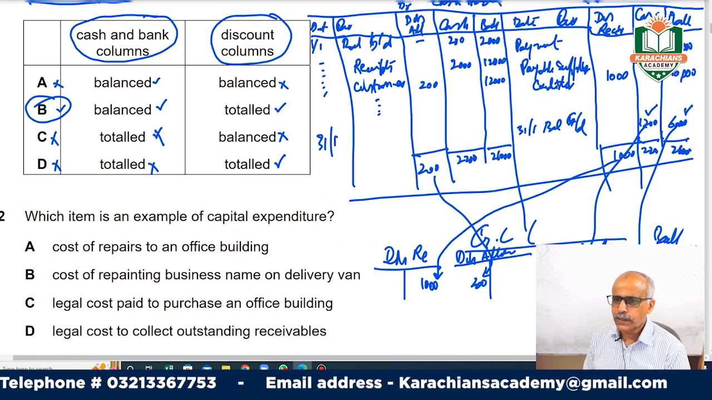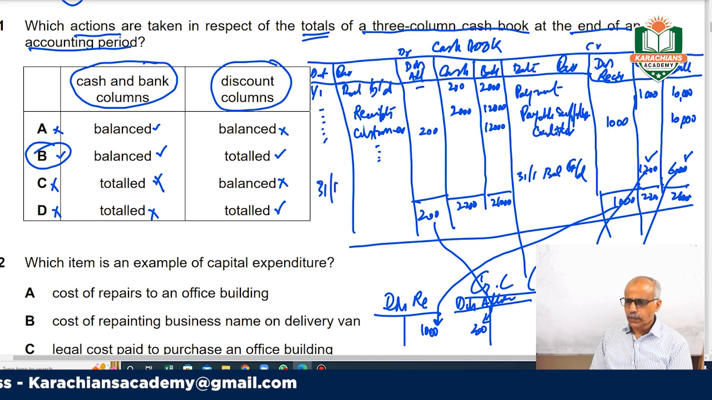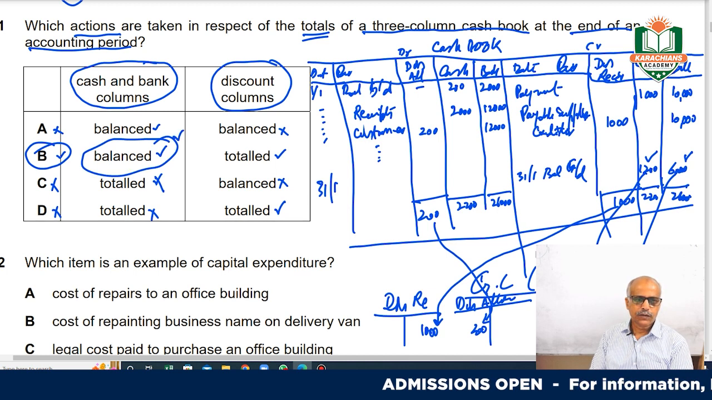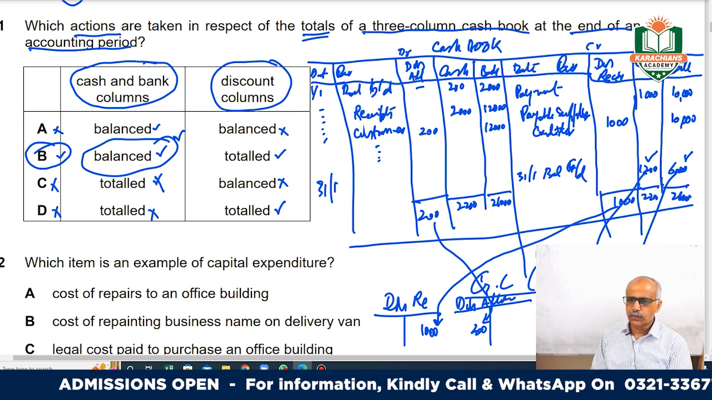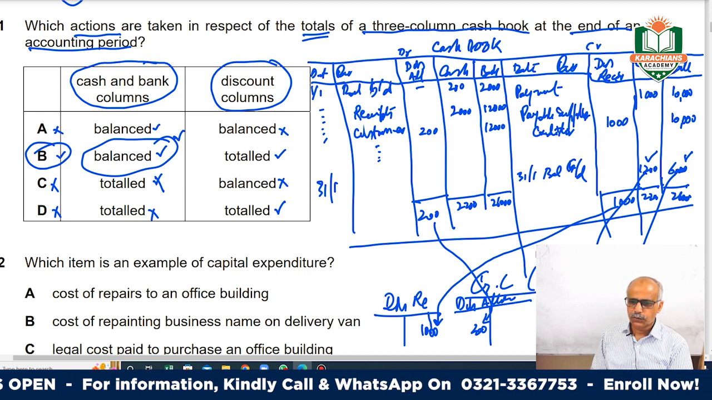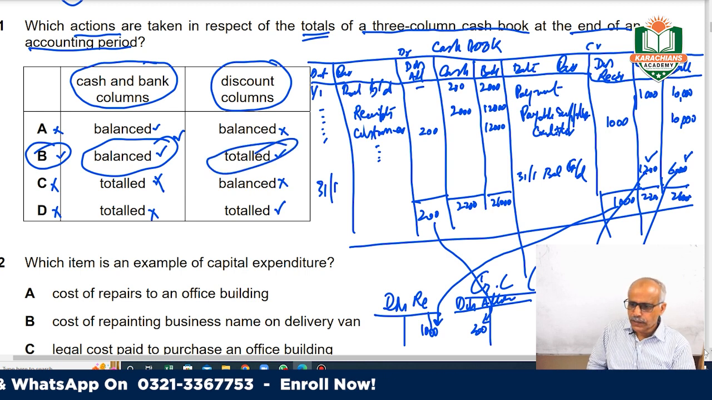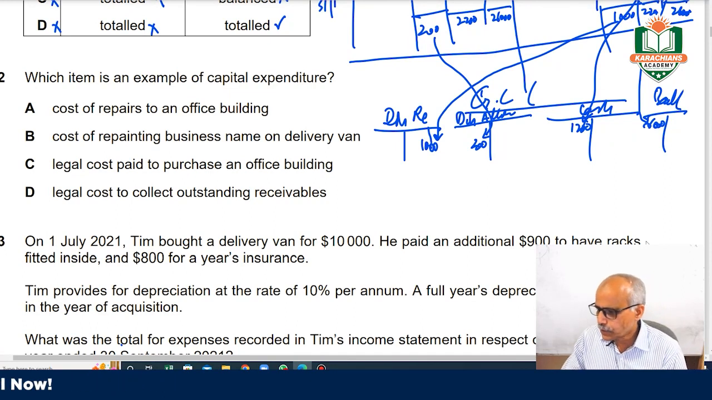So from the cash book you can understand that cash and bank columns are totaled and then balanced, and the balancing figures are posted. And the discount columns are not balanced, the totals are transferred to the general ledger. Hope this question is clear to you. Move on to question number 2, MCQ number 2.